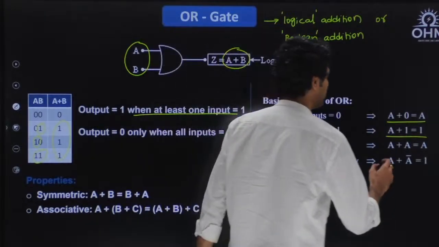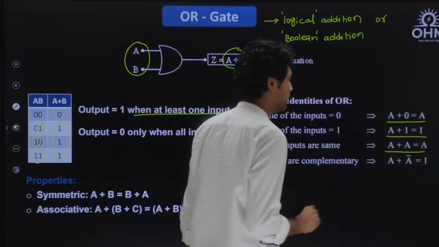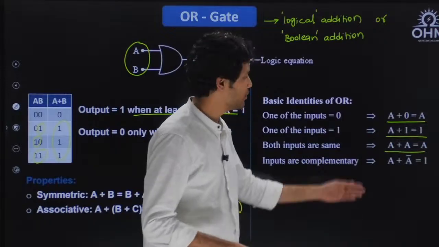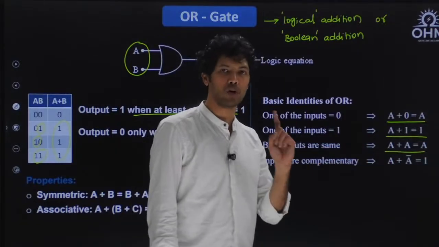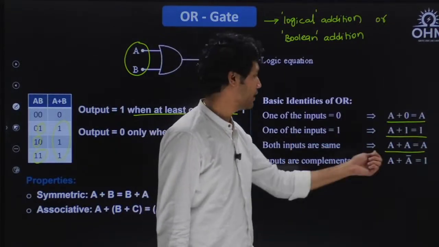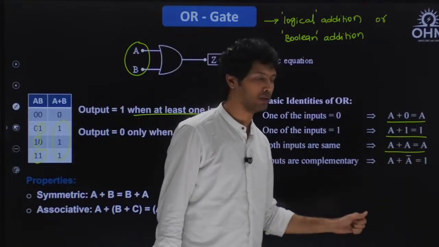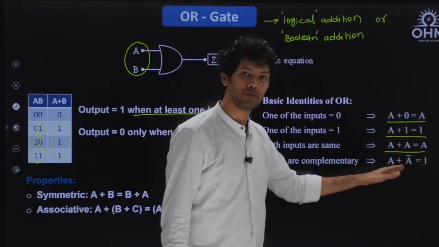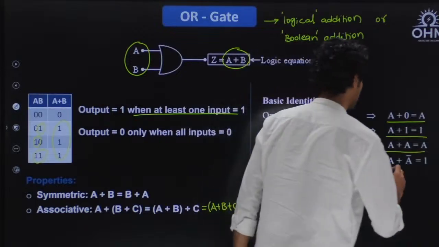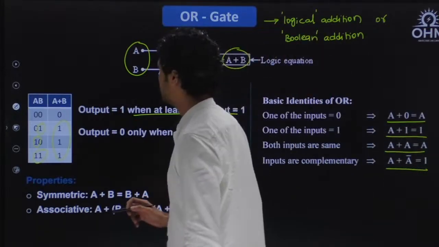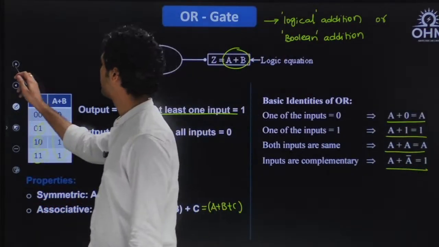A plus A, by means of idempotent law, becomes equal to A. A plus A bar equals 1. Whenever you have A plus A bar, at least one of the input is 1. So if A is 1, output anyway is 1. If A is 0, A bar becomes 1 and hence output becomes equal to 1. Okay. So these are the basic identities in case of OR gate.